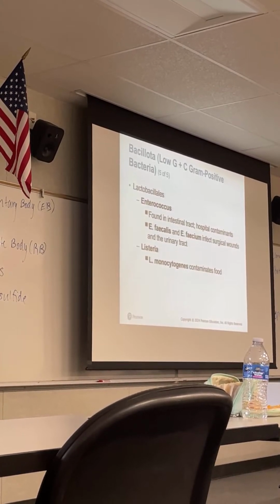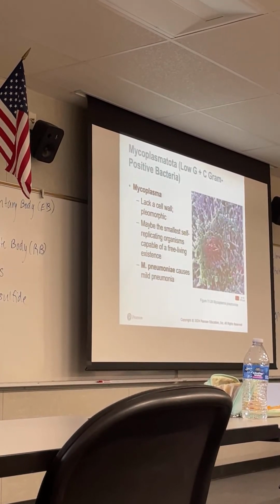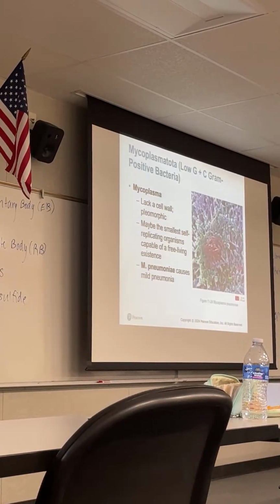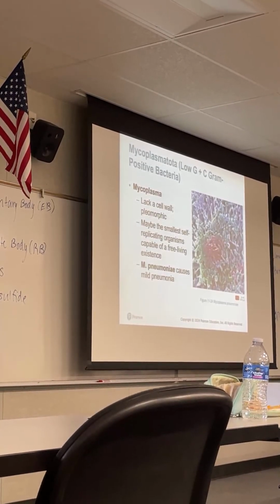But the next one is going to be mycoplasma. So when talking about mycoplasma, this particular microbe is really interesting because it's in a different order. This one's the Mollicutes, and it's going to have no cell wall. So it's going to lack a cell wall.